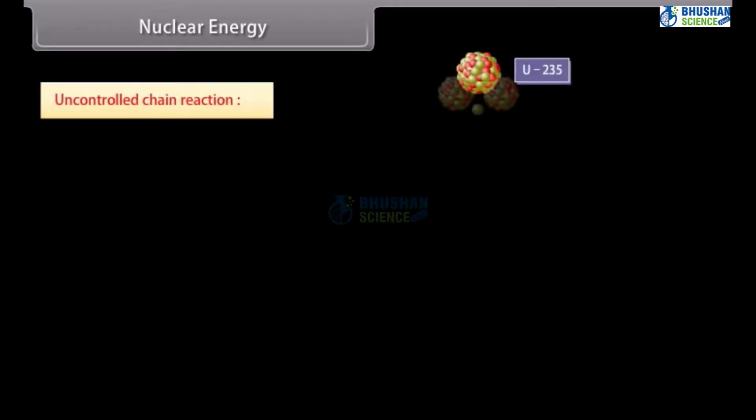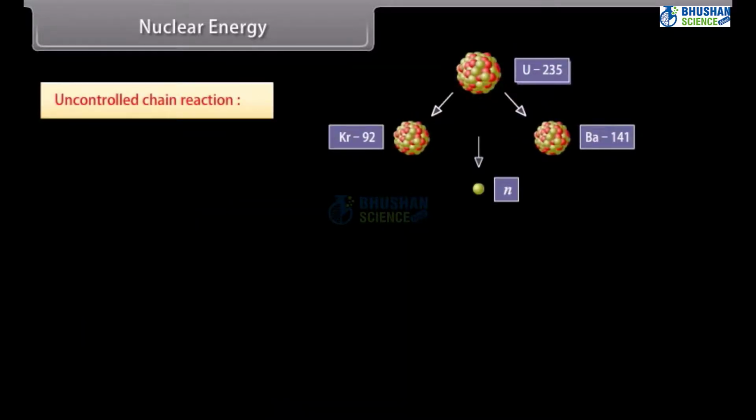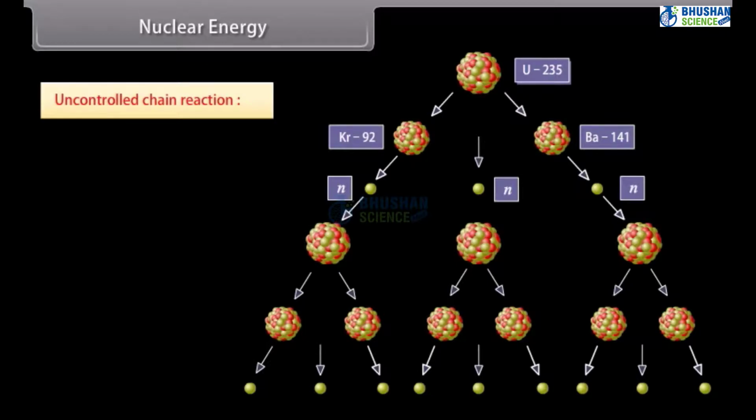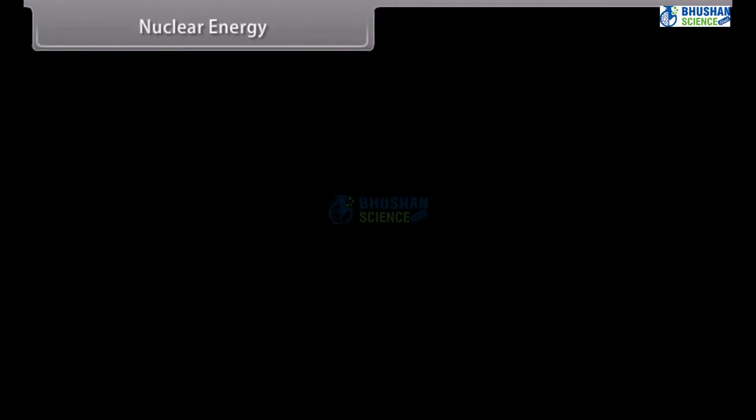Uncontrolled chain reaction. In this process, out of 2 or 3 neutrons produced per fission, on the average, more than one neutron causes further fission, and so there is no control on the fission process. This is a very fast reaction, and a huge amount of energy is released in a very short duration and takes the form of a violent explosion. Thus, this energy is harmful and forms the principle of the atom bomb.